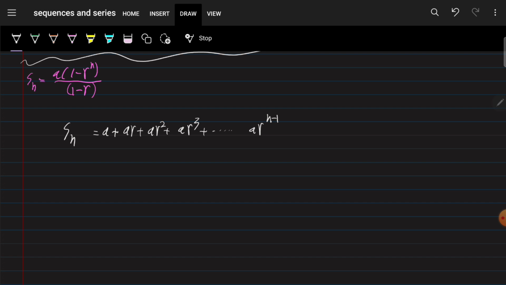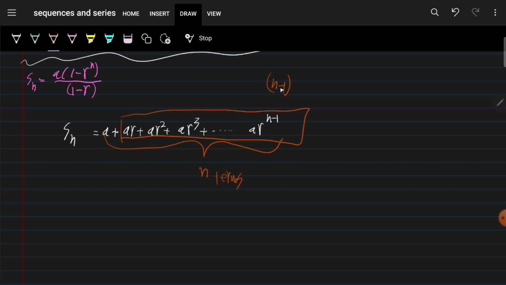Now, why are we going up to r to the n minus 1 instead of going up to r to the n? Well, that's because including the a here, this is going to give us n terms. So if we count all the terms up, from ar to the n minus 1, that's n minus 1 terms. And then we have the a, so that's going to be n terms altogether. So that's what we have.